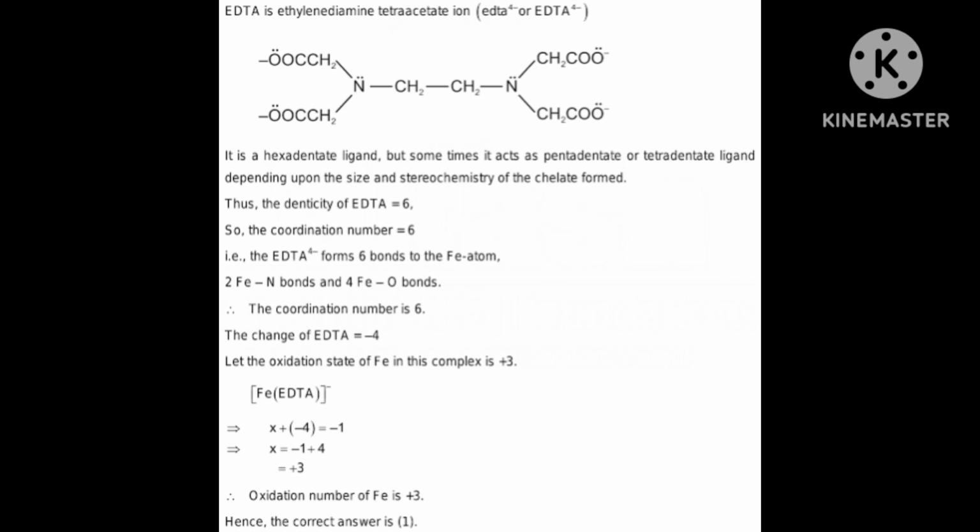Already last class I discussed, the ions outside the bracket are called counter ions, and only these are ionizable. Complex ions are not ionizable. That is the main characteristic of a complex ion: the ions inside the coordination sphere will not ionize. That is the integral part. Only outside the bracket will ionize. The primary bond will ionize, not the secondary bond with the complex. This is the main characteristic of a complex ion.